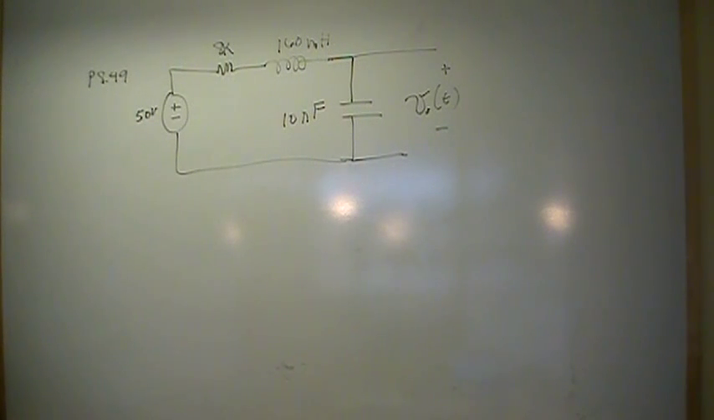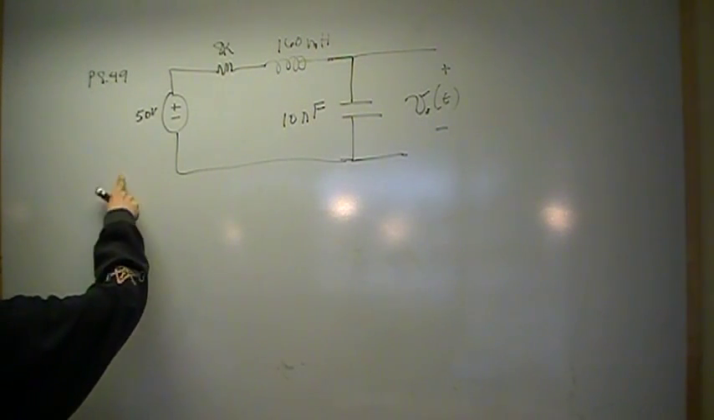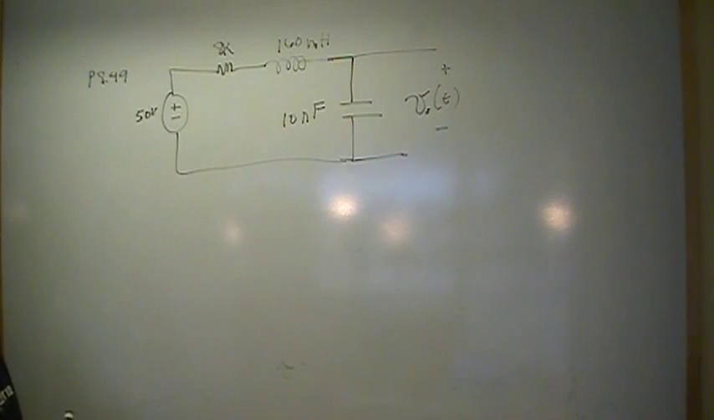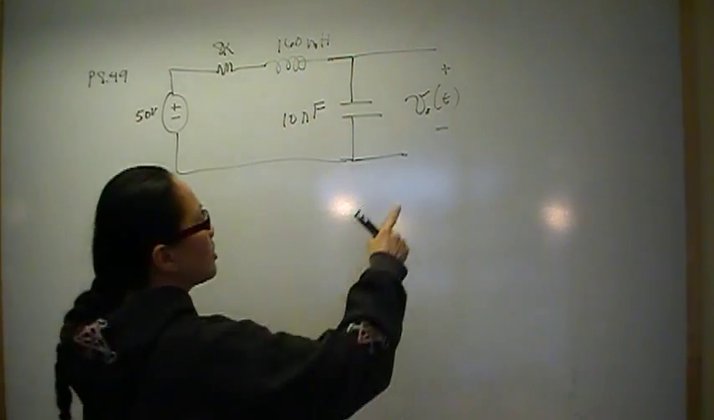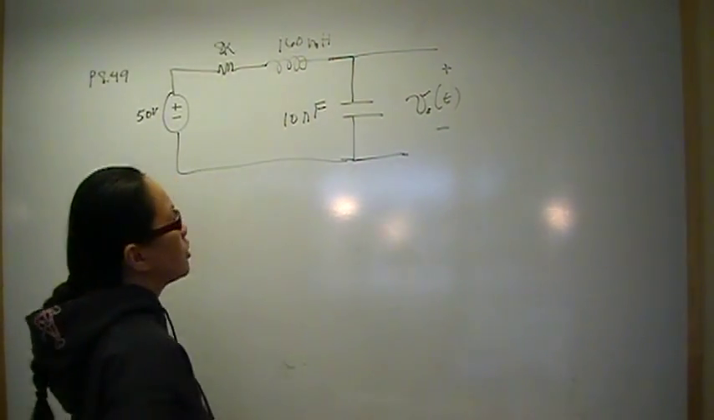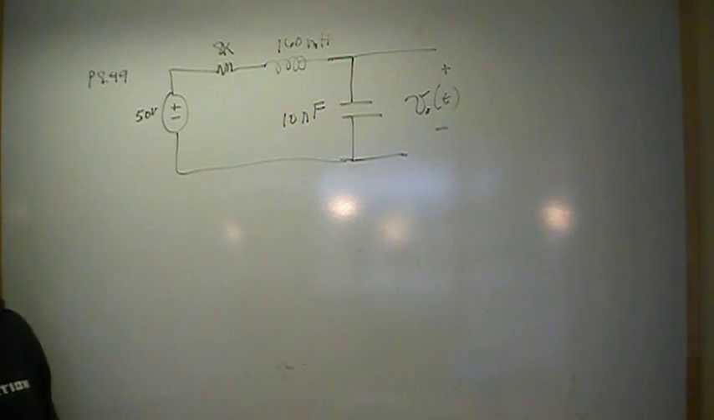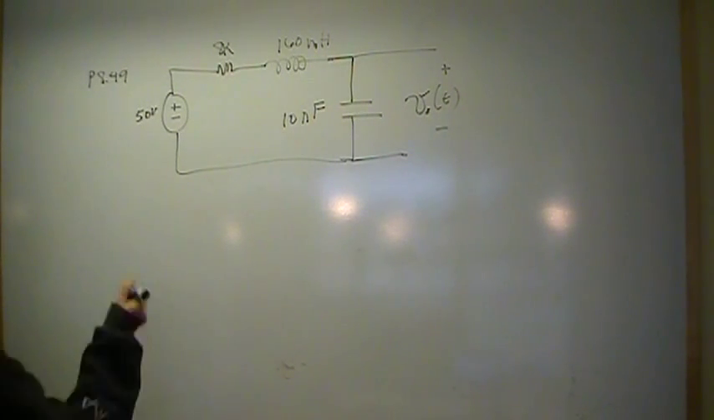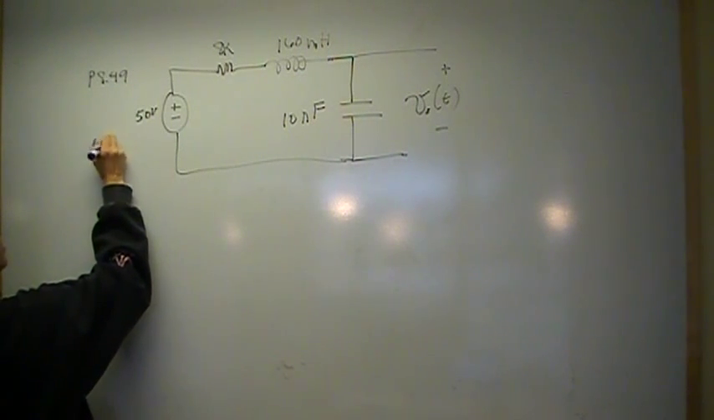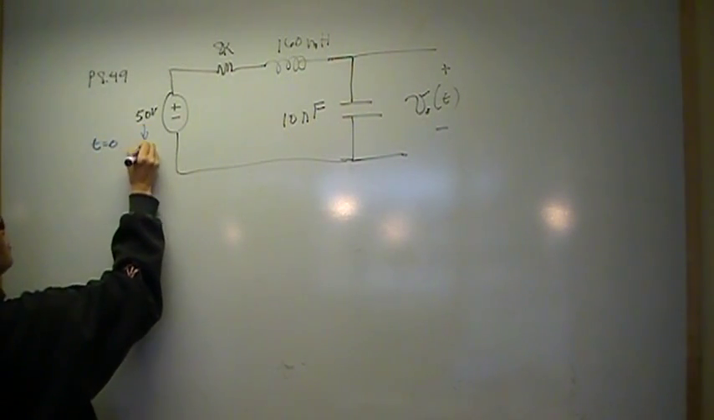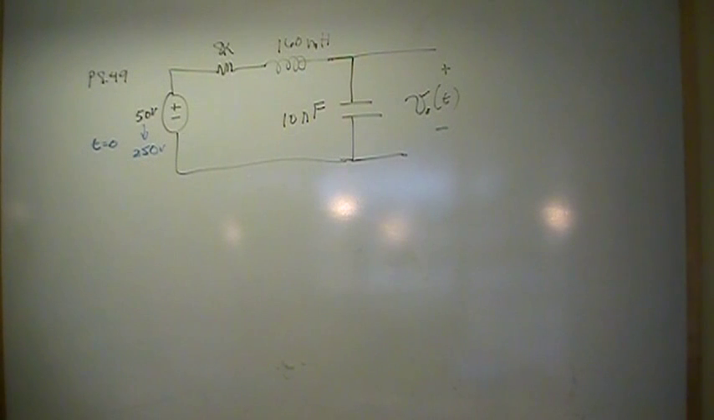What happens is that at time 0, this voltage source suddenly becomes 250 volts instead of 50. And we're looking for the equation that describes what's happening with the voltage across the capacitor. So I'll represent that by saying at t equals 0, this will go to 250 volts.